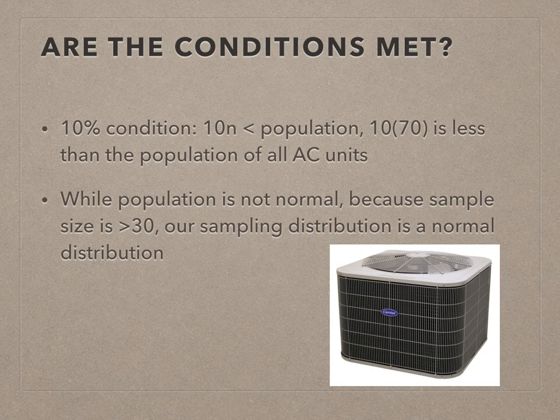It's really important that we check our conditions. Remember, our 10% condition: is our sample small enough compared to the population? N is 70, and 10 times 70 is less than the population of all AC units. So we're good to go on the 10% condition. And while the population is not normal, because the sample size is greater than 30, our sampling distribution is a normal distribution. Whenever we end up having to use the central limit theorem, you're going to add that extra condition that I just wrote, that very last bullet. So be sure to include that as well when you answer these questions.